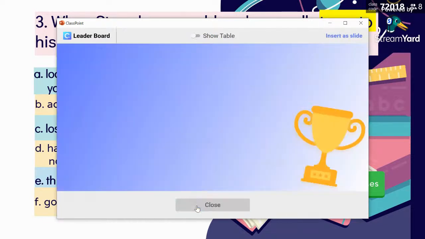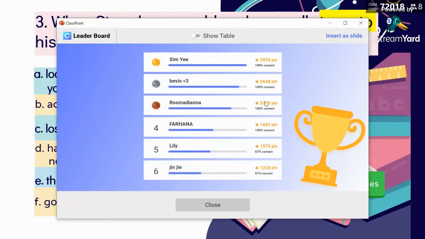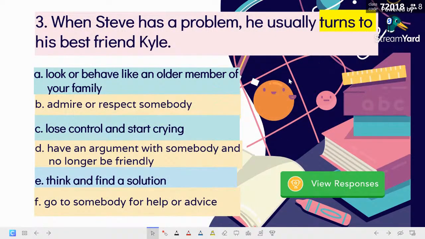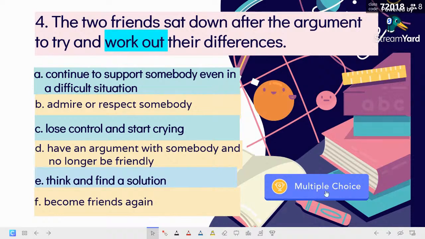Simi is leading now. Okay, then Bevis, then Rosmadiana, Fahana, Lily, Ginjet, still the six, huh? Okay, all right. So the answer, go to somebody for help. So when you do that, it means turns to. Okay, go to the next one. Okay, start.